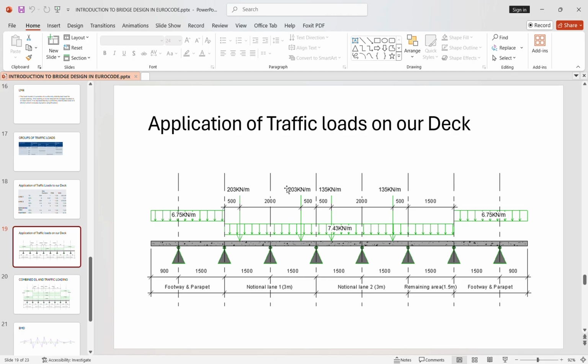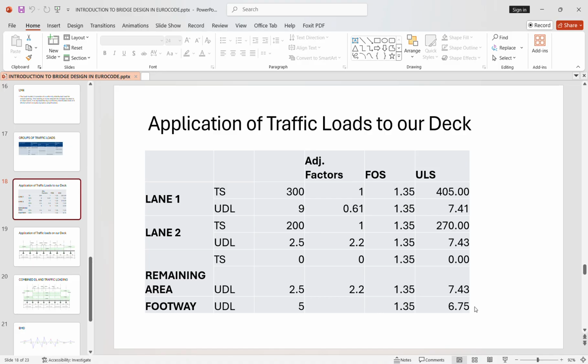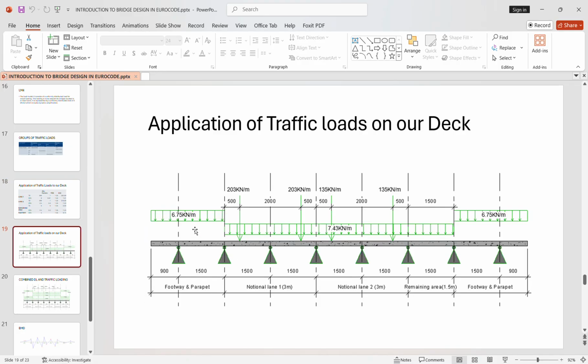So we load our deck. Starting from the footway, we had 6.75 on both sides, and the footway was covering from here up to here. So we load it in, and then we load it in.